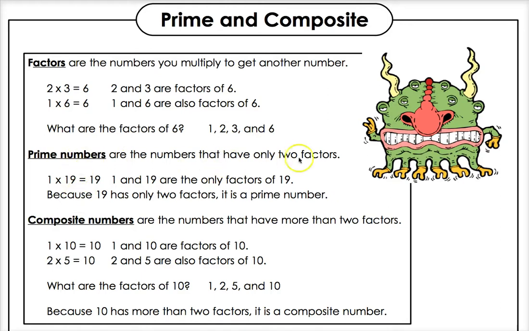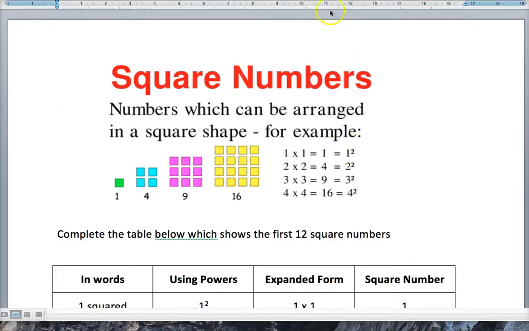So prime numbers have only two factors, the number itself and 1. Composite numbers have more than two factors. For example, the number 10. So 1 times 10 is 10, but 2 times 5 is 10. So therefore something like the number 10 is called composite because it's got more than the factors of 1 and 10. Then looked at in indices are square numbers and cube numbers.